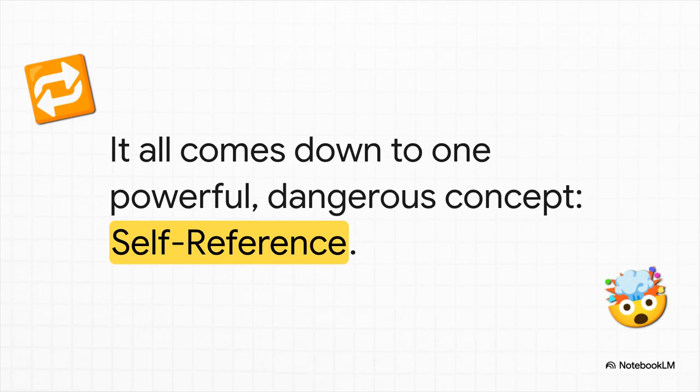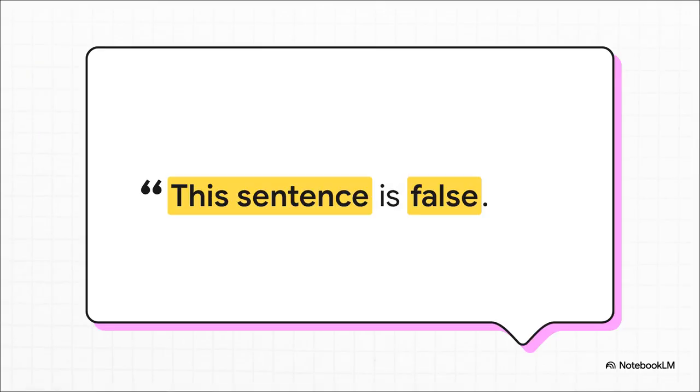When a system of logic tries to talk about itself, this is the granddaddy of all paradoxes, the liar paradox. Just think about that for a second. If the sentence is true, then what it says must be correct, which means it has to be false. But okay, if it's false, then what it says is wrong, which means it must actually be true. It's an impossible, infinite loop. True, no, false. Wait, true. A computer trying to solve this will literally be stuck forever.